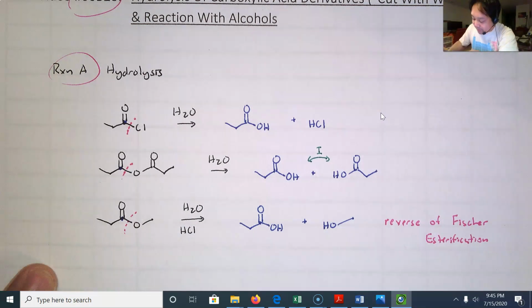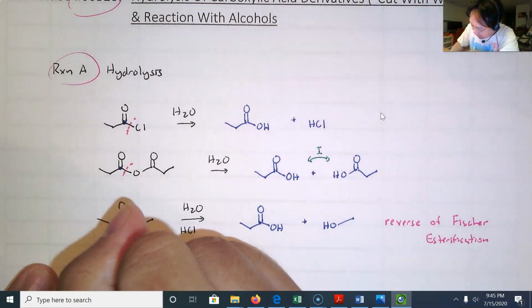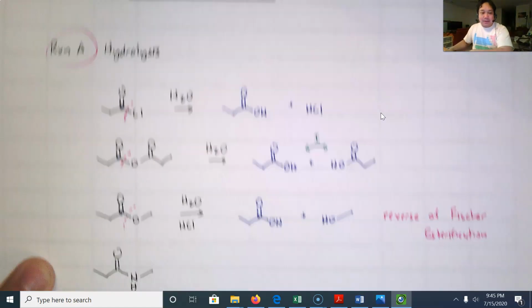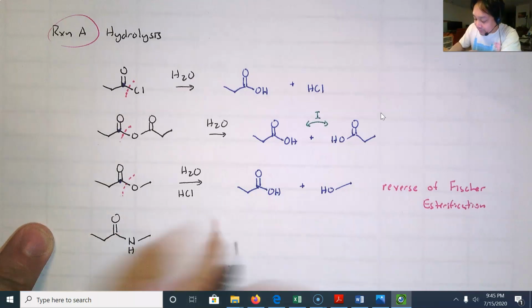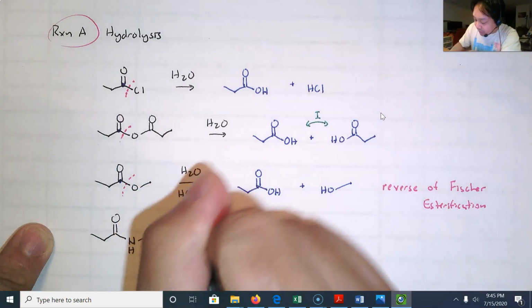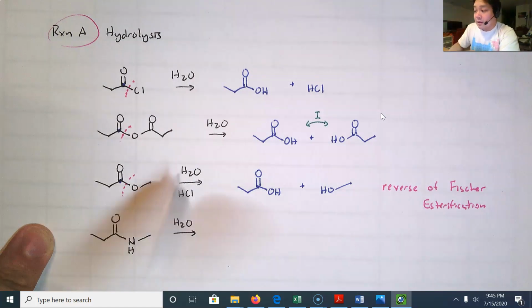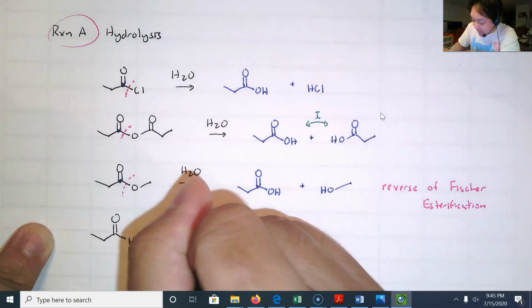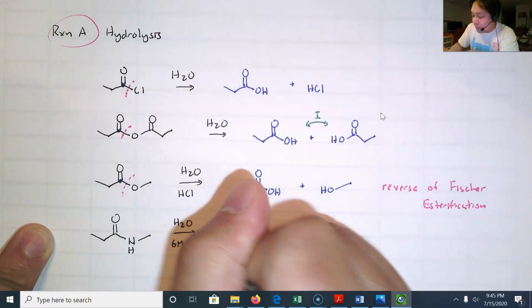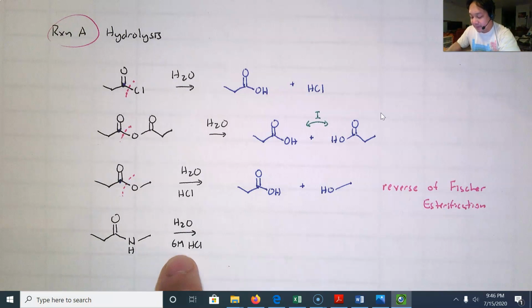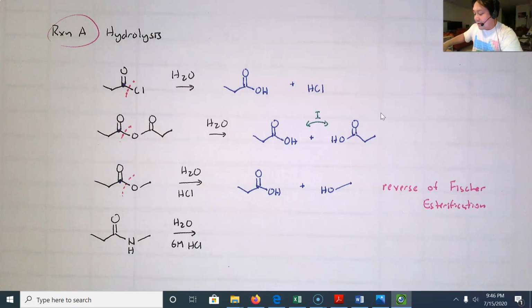The last one is an amide, and probably I'll do the mechanism for the amide. It is the most stable, which means it's very hard to hydrolyze this. And you're going to hydrolyze with water again, but now we're going to use very, very concentrated HCl, and we'll indicate that with the big M. That stands for molarity, 6 molar. 6 is the molarity, but you pronounce it 6 molar HCl. And this one is a little bit trickier.